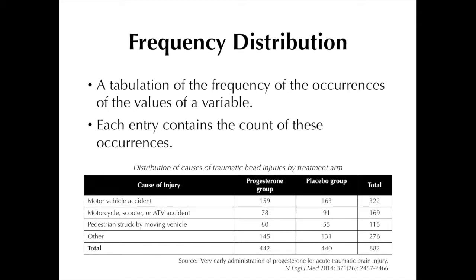Now, here's an example of a frequency distribution taken from a 2014 New England Journal of Medicine article entitled Very Early Administration of Progesterone for Acute Traumatic Brain Injury. The variable of interest here is the cause of injury, and each row under this column heading are that variable's different categories. The numbers that you see in some of the cells are counts of the occurrences of each category. Now, we've worked with tables such as this before in previous videos where we were computing for the different probabilities of various events or outcomes.